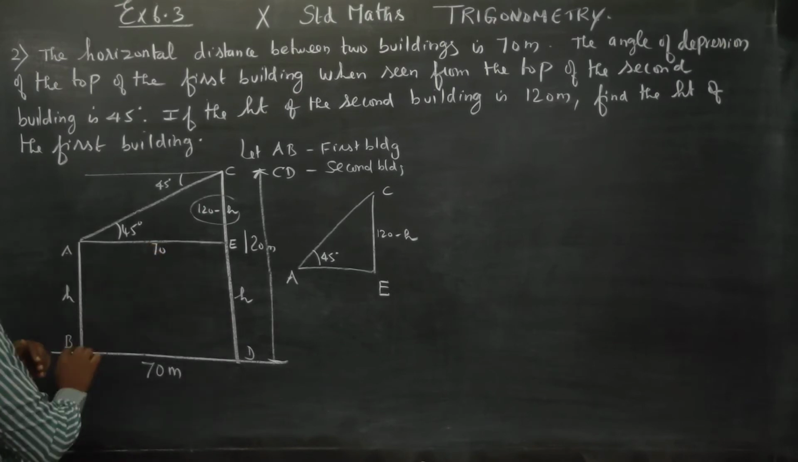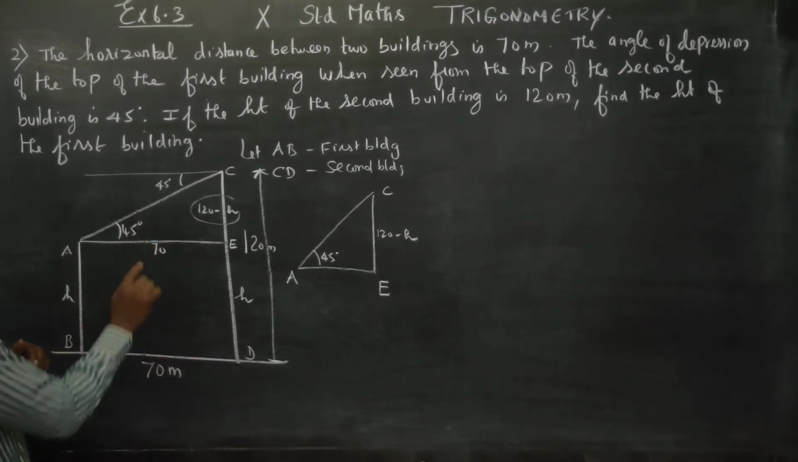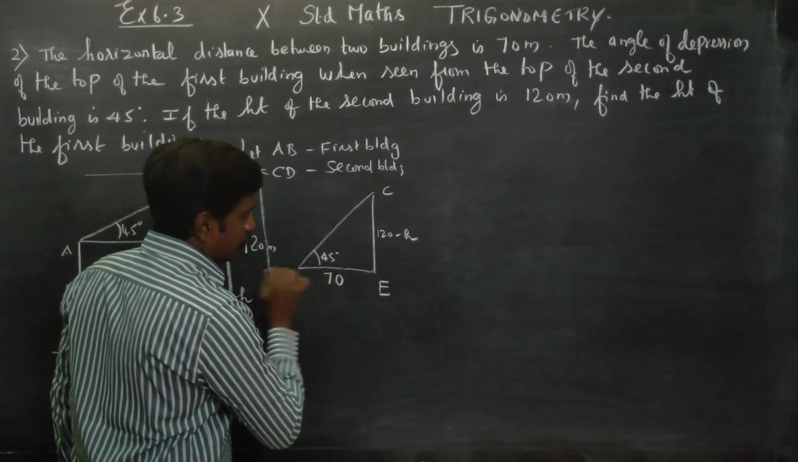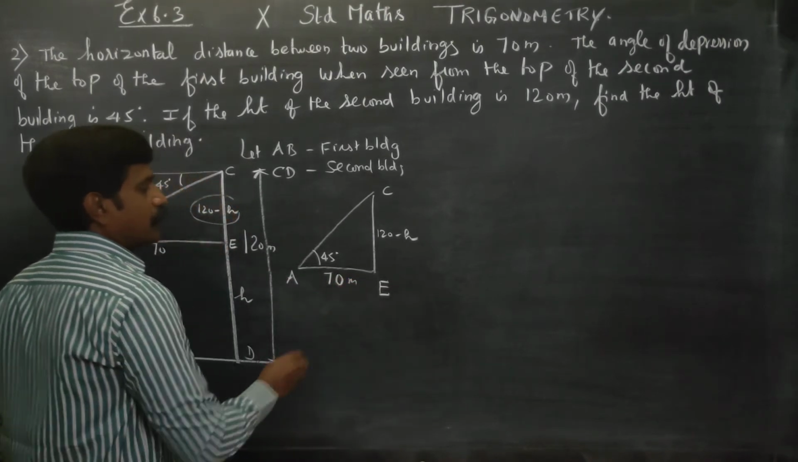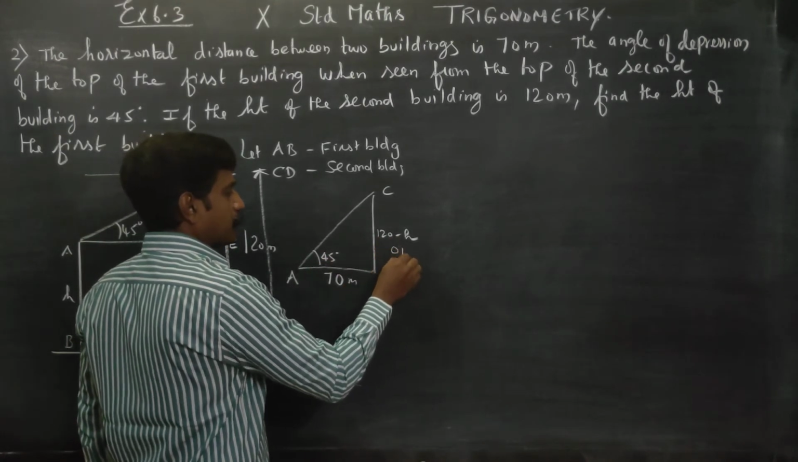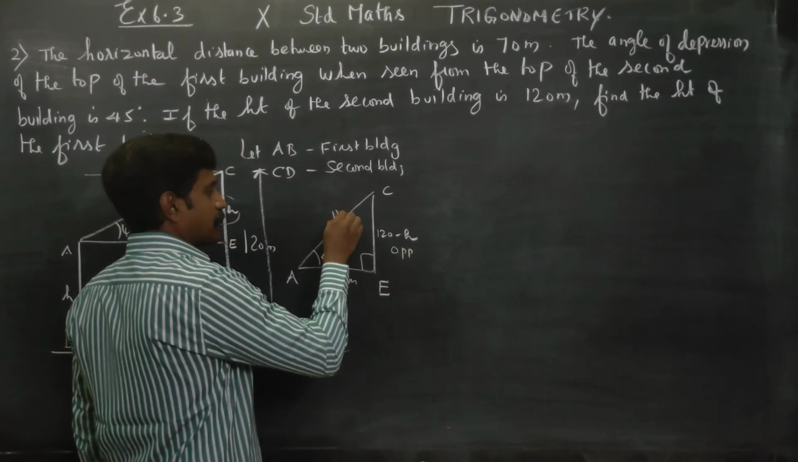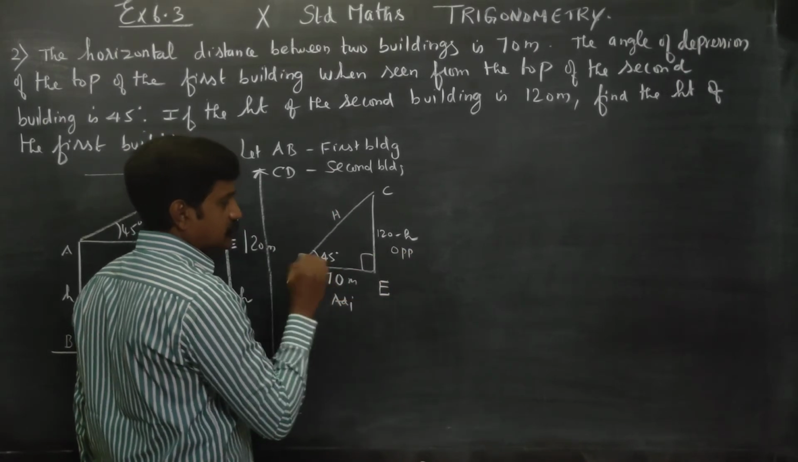Rectangle opposite sides are equal. Appo 70 na idhu 70 ada irukum. I am going to mark this as 70 meters. Appo idhu pathinga na angle ku etha mari irukanal idhu per opposite side. 90 ku etha mari irukanal idhu hypotenuse. Meendu pona dhaan adjacent.